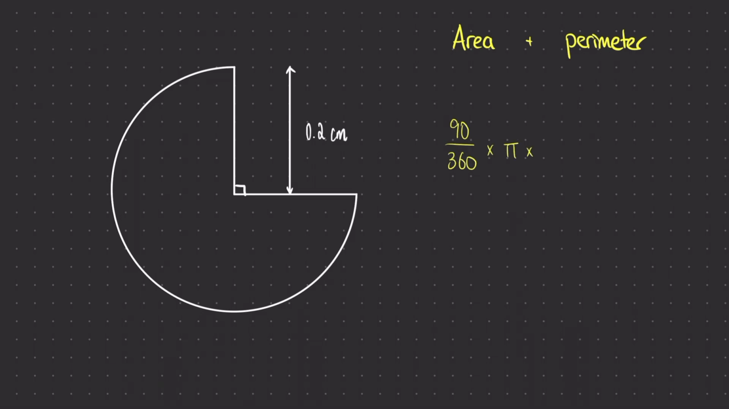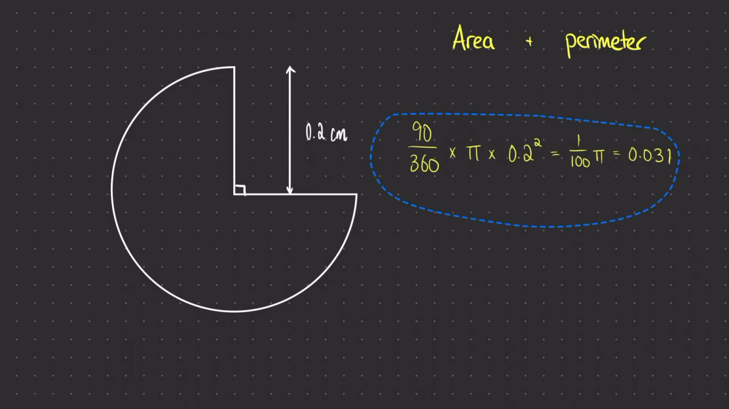And what I'm going to do then is just multiply it by pi times r squared. The radius of the circle is 0.2, so let's add that in there. And if we work this out, we find this to be 1 over 100 pi. And if we write this as a decimal, we find it to be 0.031. Okay, let's add in our units then. For area, we know that's going to be centimeters squared.